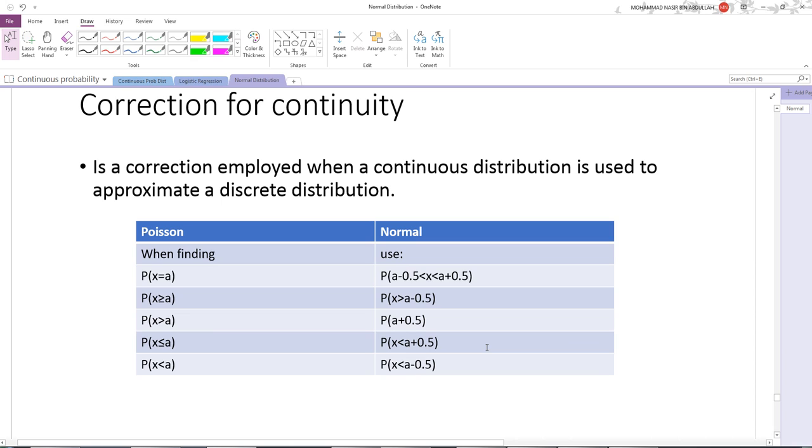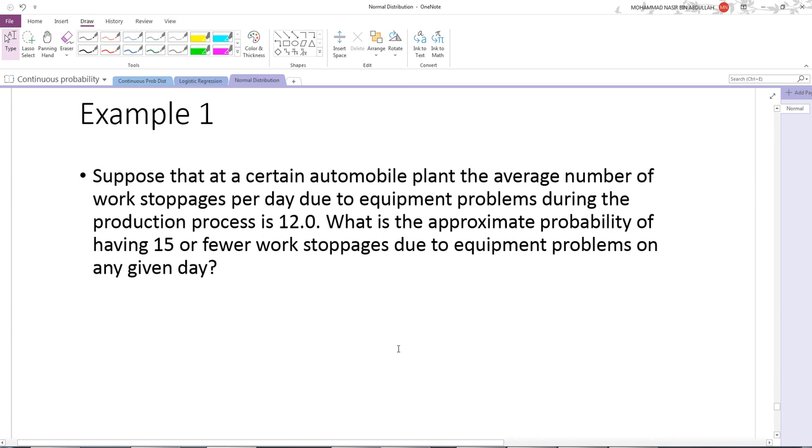So the concept of correction of continuity still remains the same. When x is equal to a, then we minus 0.5 and plus 0.5, and this should be the probability of x more than a plus 0.5. It's the same thing, nothing changed from earlier. Just remember how to minus 0.5 or plus 0.5.